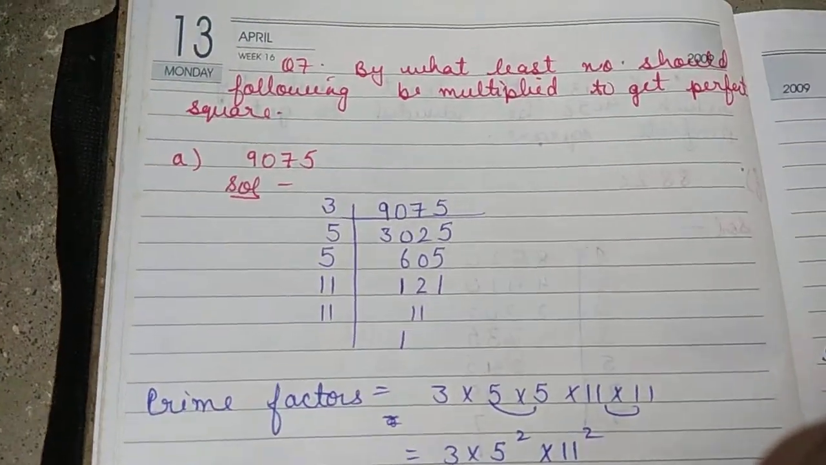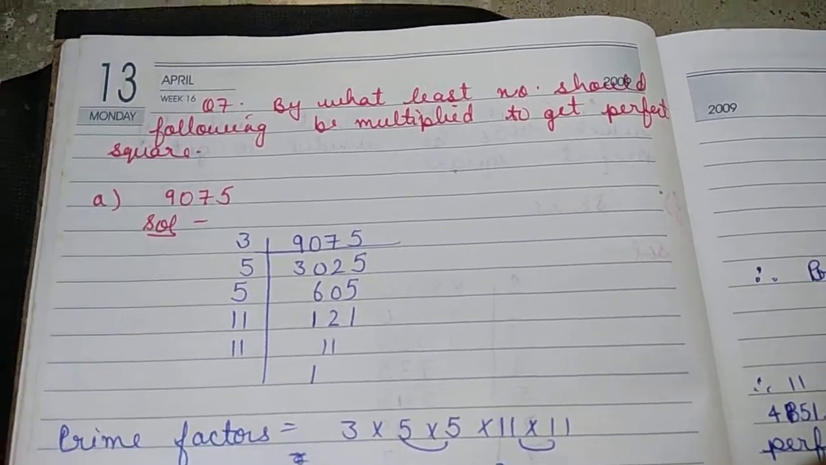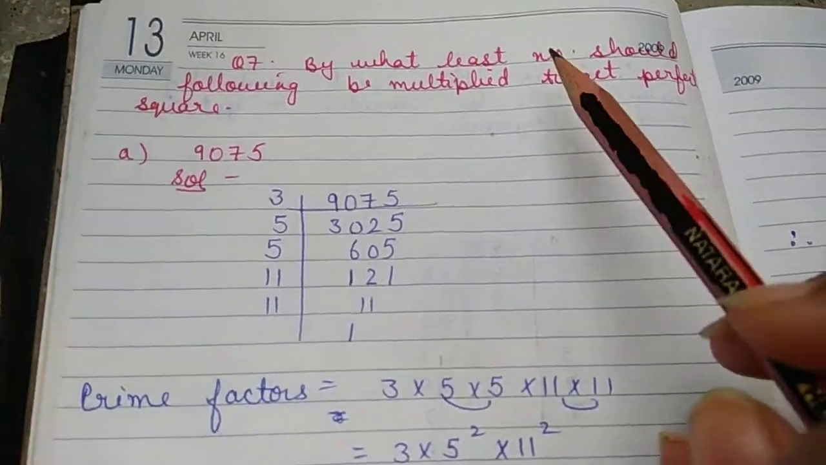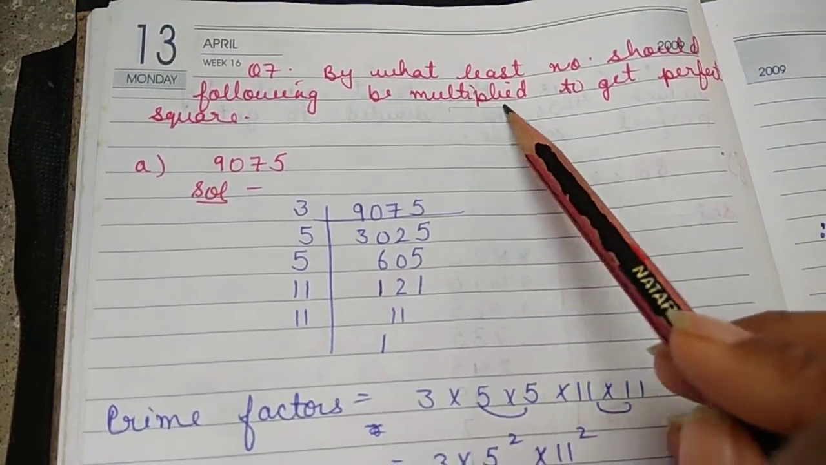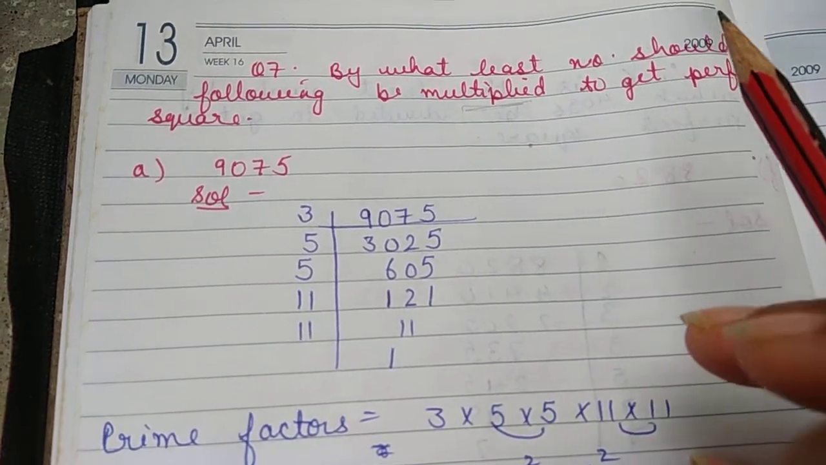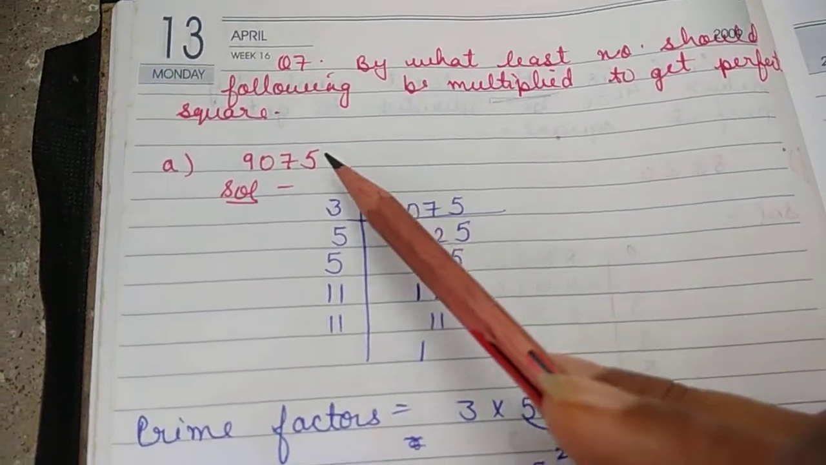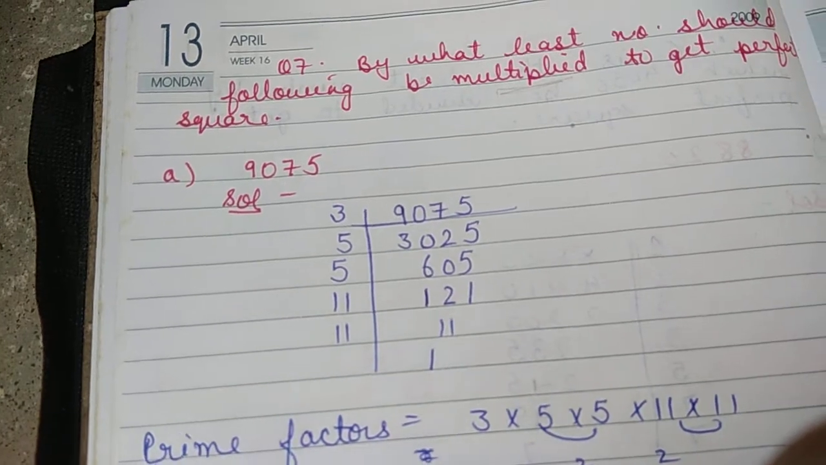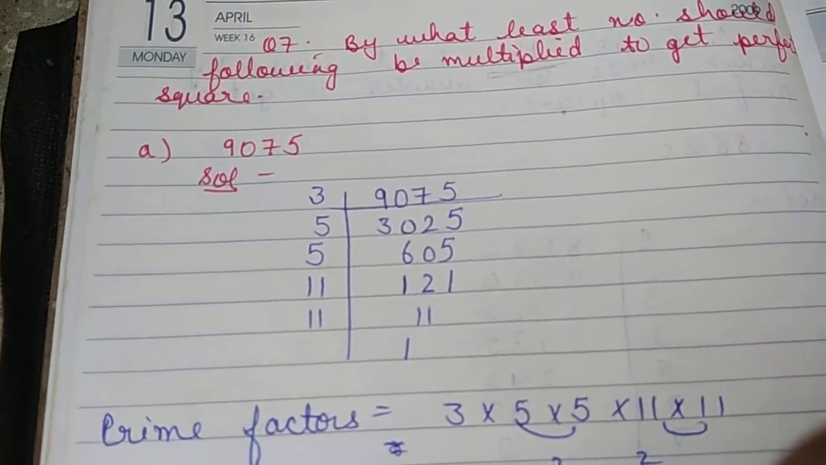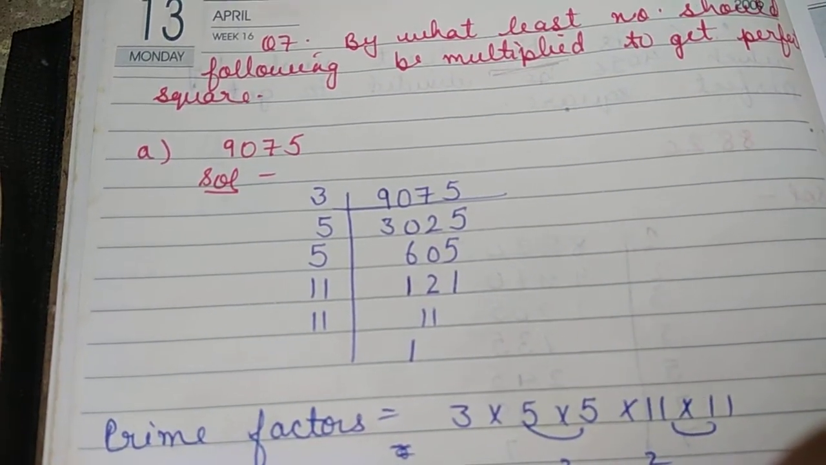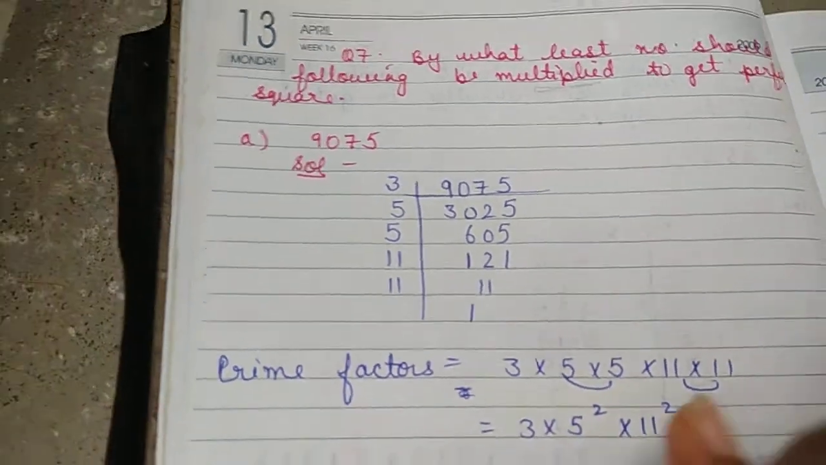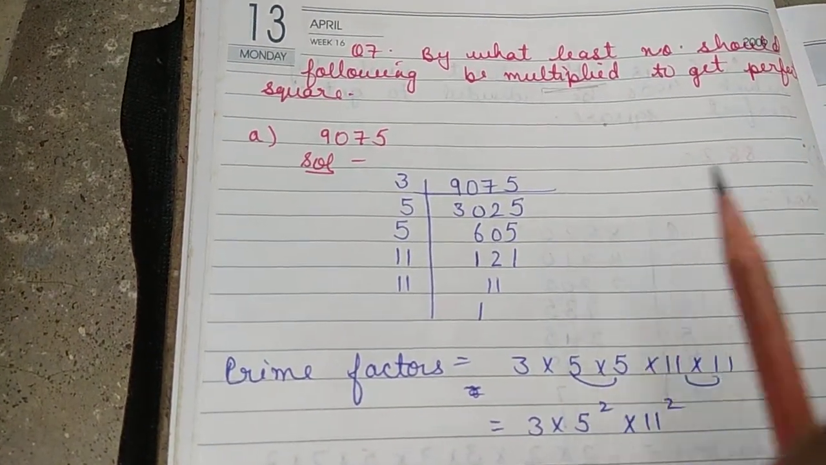Next question is a similar question. The only difference is by what least number should the following be multiplied. Okay, now we have to do multiplication. So first part is 9075. We have to do the same process. The first process is prime factorization, and that would remain the same in this question also and the last question also.